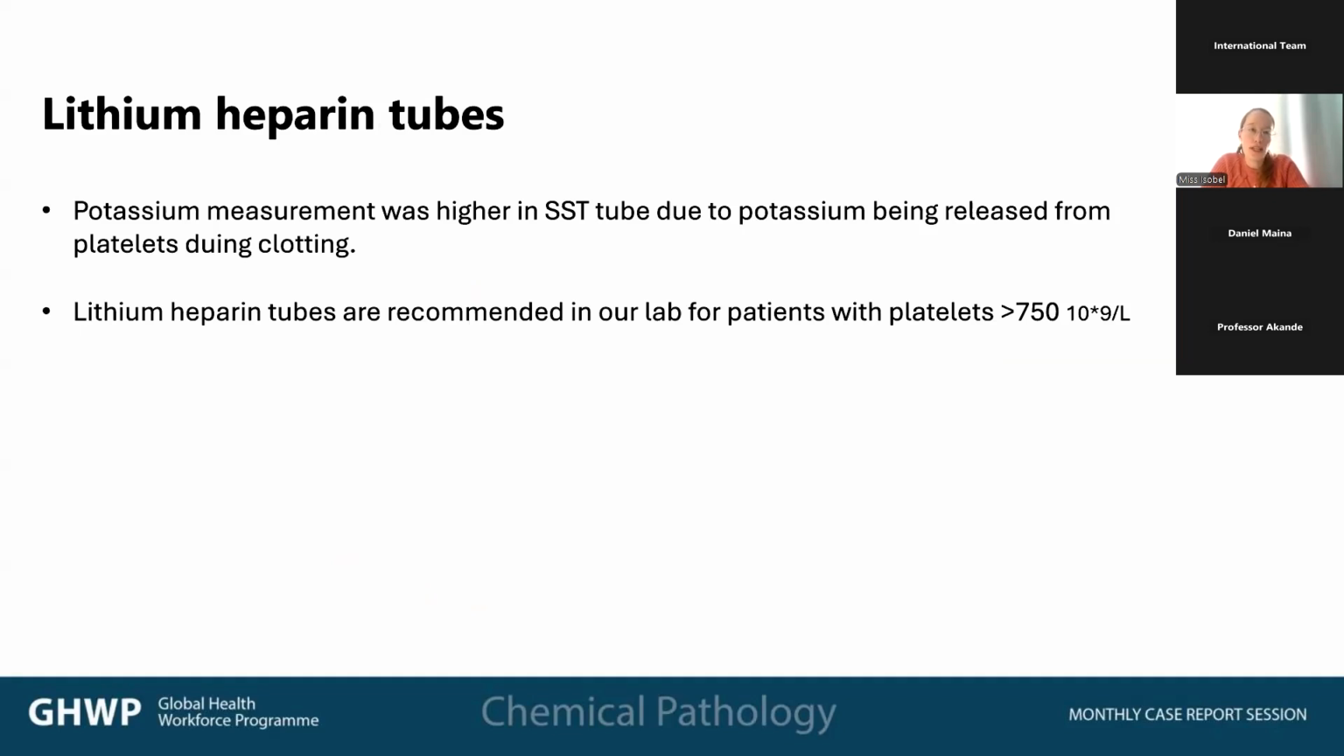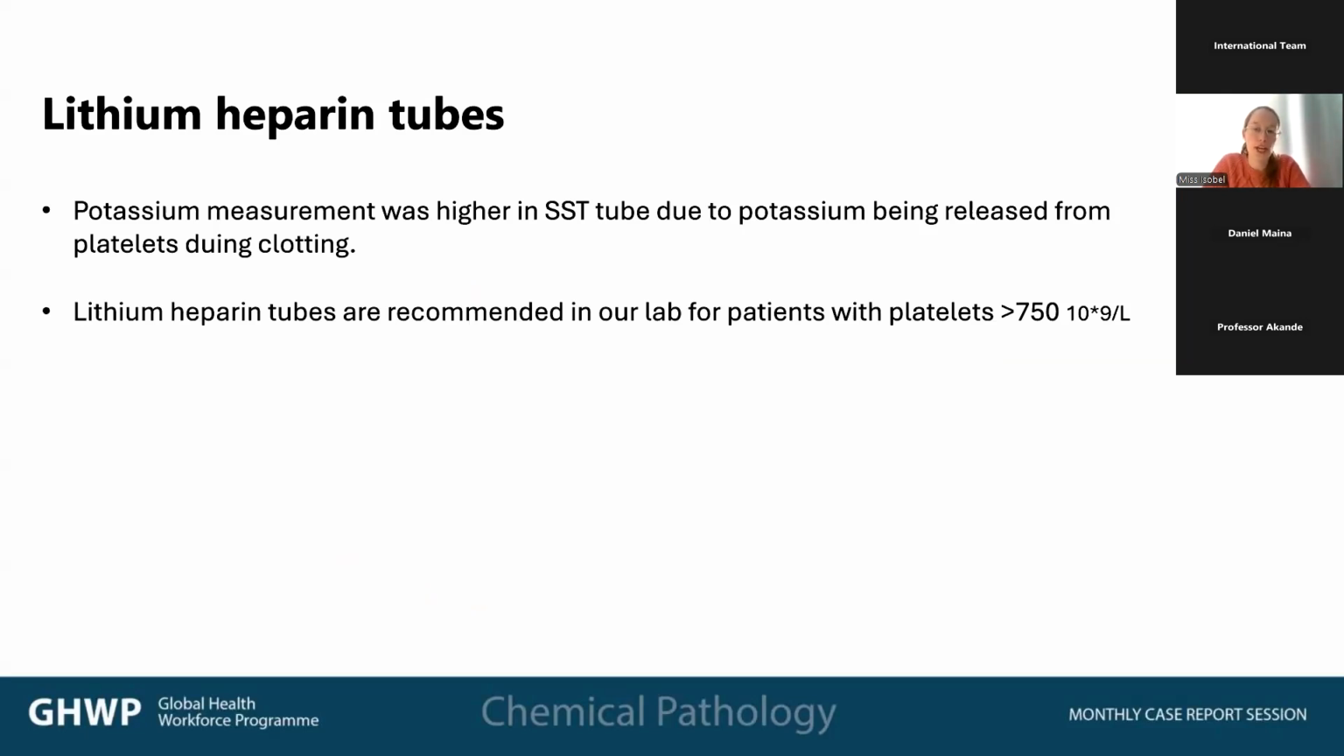So what do lithium heparin tubes do? Potassium measurement was higher in the SST tube due to potassium being released from the platelets during clotting. But lithium heparin tubes are recommended in our lab when patients have platelets of greater than 750. So our electronic lab system will put an auto comment on the results every time we see a patient with platelets greater than 750, and they haven't sent us a lithium heparin tube, they've only sent us a serum sample.